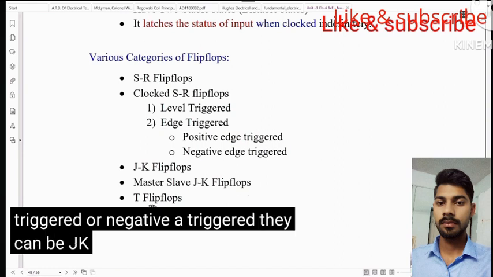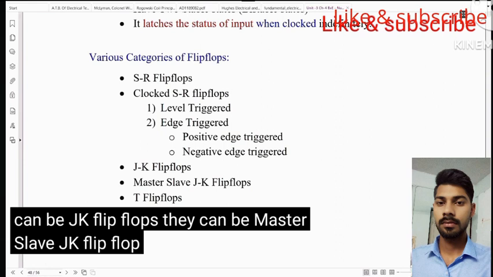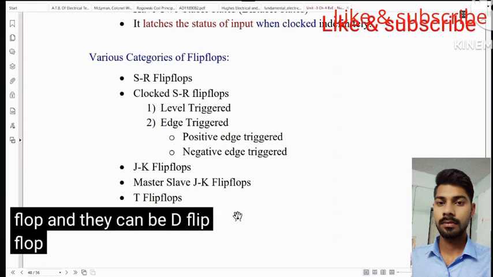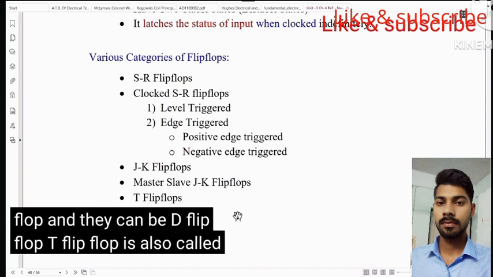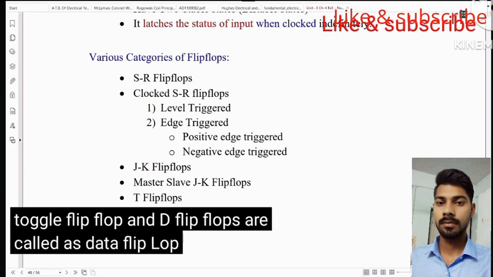They can be JK flip-flops. They can be master slave JK flip-flops. They can be T flip-flops and they can be D flip-flops. T flip-flop is also called toggle flip-flop and D flip-flops are called data flip-flops.